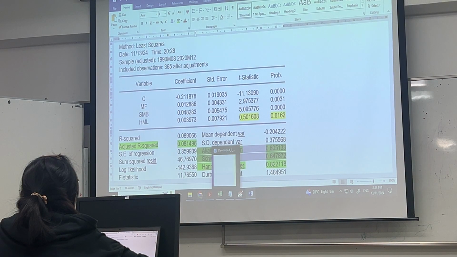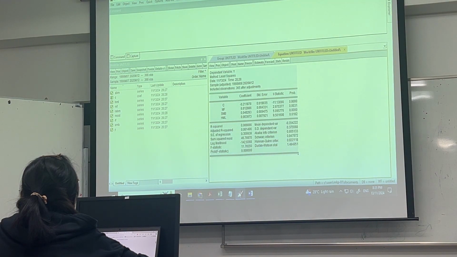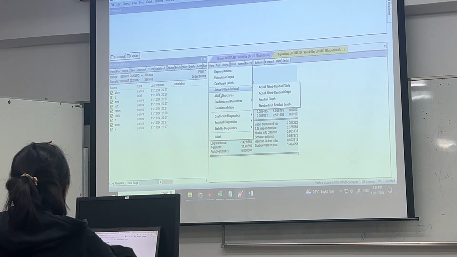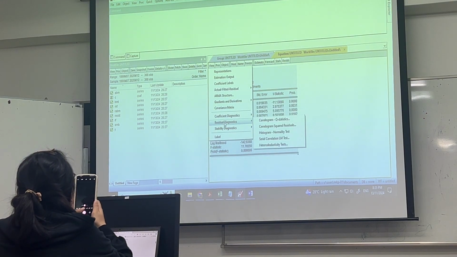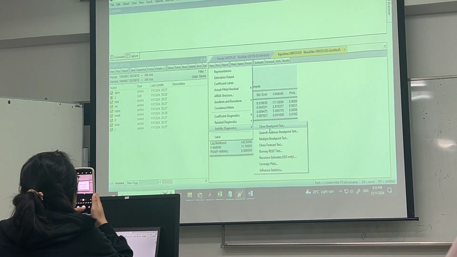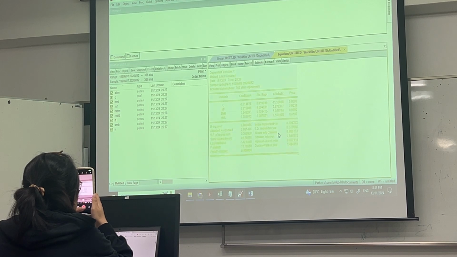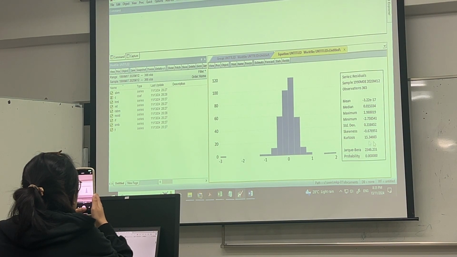What else can you do if you want to do a model diagnostic check? You can go to View, for other tests like the diagnostic tests, for example the diagnostic for the residual, to test whether the residual follows the normal distribution. You can use the Jarque-Bera test. For my case, the Jarque-Bera statistic is significant, so the residual actually does not follow the normal distribution.